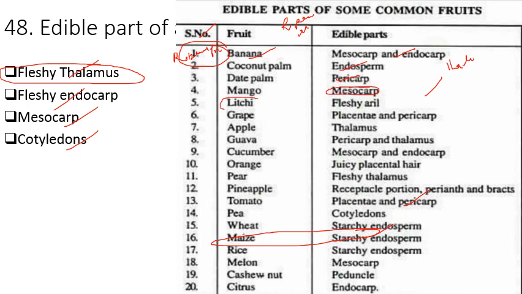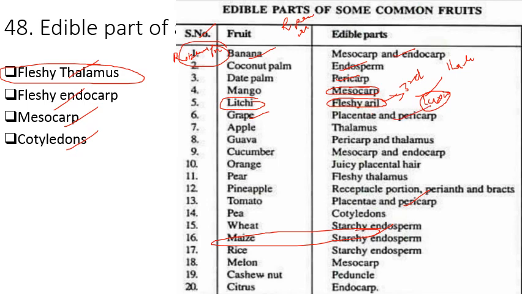Then lychee, this is most important. In case of lychee, the edible part is fleshy aril, which is considered as the third integument also. So we eat fleshy aril in this. In case of Taxus baccata, the reddish part which looks like a fruit is again aril. Then in grapes, we consume placenta and pericarp.